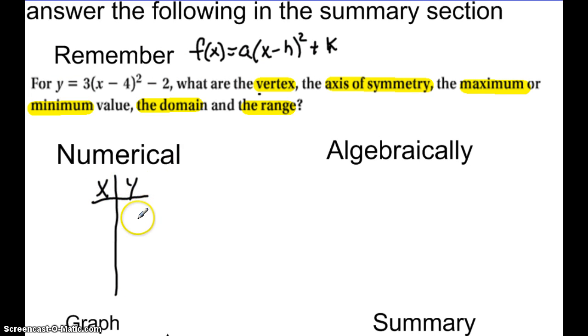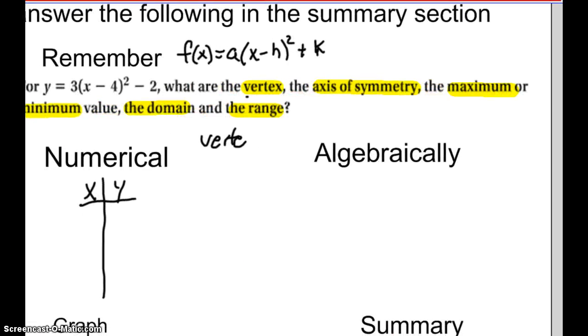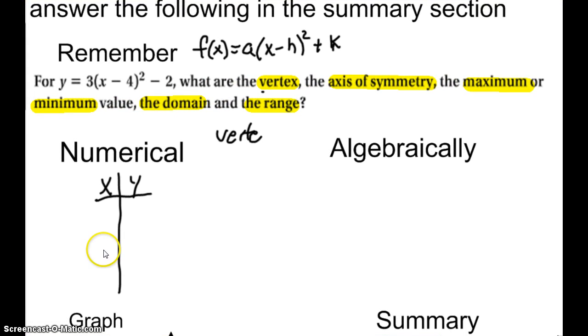Let's first find our vertex. Our vertex is going to be h, k, remember. Sorry about that technical difficulty there. There we go with the vertex. So our vertex is going to be (h, k) = (4, negative 2).